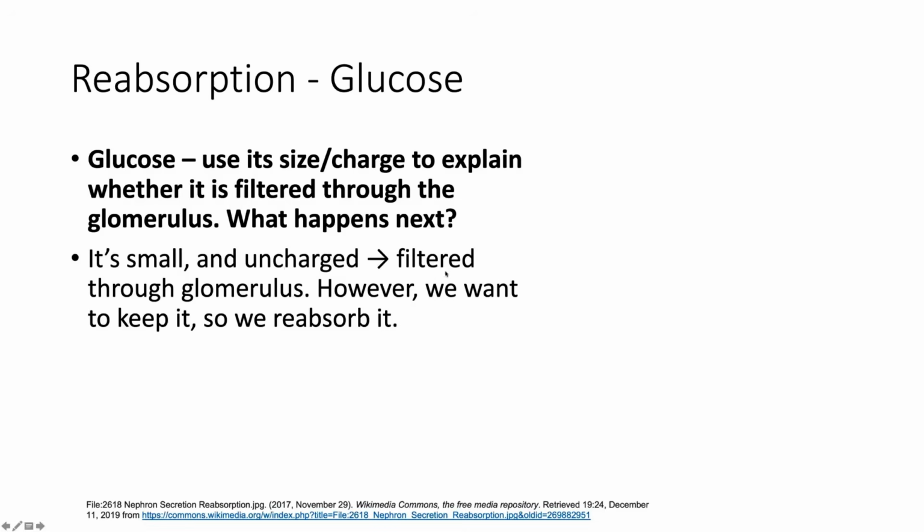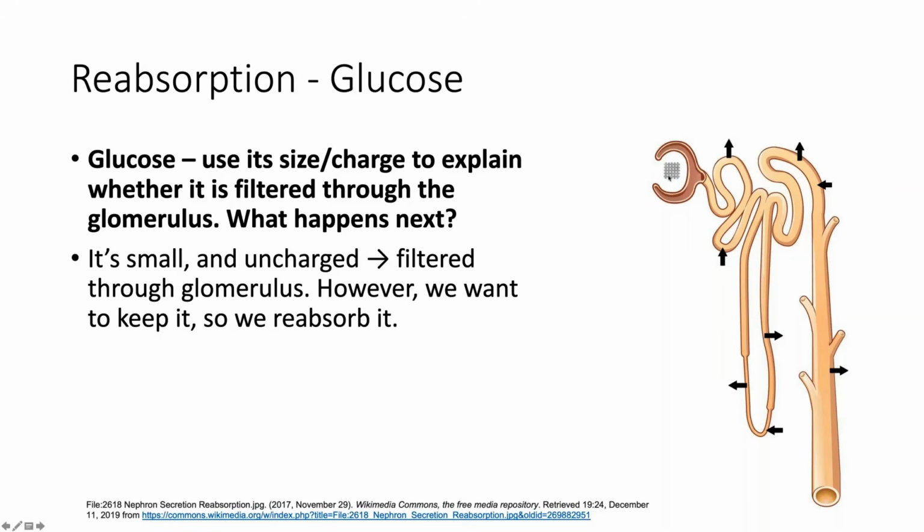So glucose is small and uncharged, so it's filtered. However, we want to keep it. If we lost all of our glucose in our urine, that would be pretty bad. It'd be pretty hypoglycemic. So we have to reabsorb it. I've got my glomerulus, represented by my sieve, by my mesh. And so I've got glucose, and it filters through because it's uncharged and small. So it's going to go to the proximal tubule, and then in the proximal tubule it gets reabsorbed.